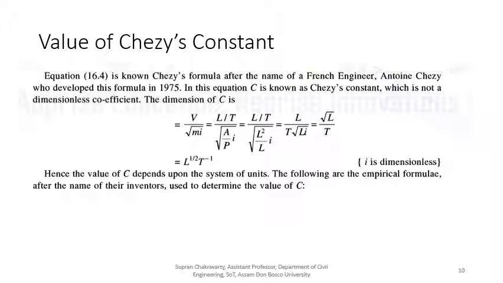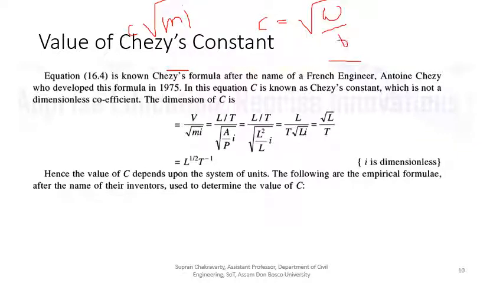So we know Chezy's formula we have seen. What was the Chezy's formula? C root over mi, is it not? He was a French engineer, Antoine Chezy, who developed this formula in 1775. In this equation, C is known as Chezy's constant, which is not a dimensionless coefficient. Very important, the C is a coefficient, but it is not a constant. Do remember, C is equal to root over W by F.